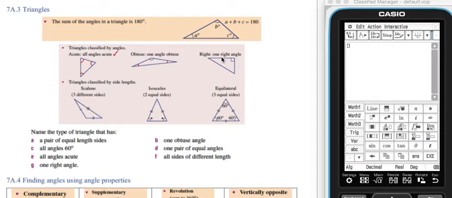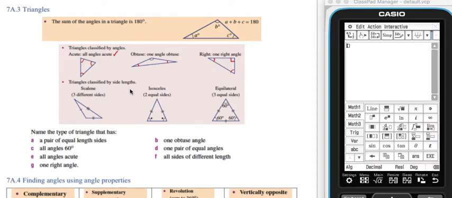Right angle, one of them has a right angle in it. So we can see the right angle is shown here, and it looks like the other two in that case would be acute. So you can classify them by angles. You can say this is an acute triangle, this is an obtuse triangle, and this one is a right angled triangle.